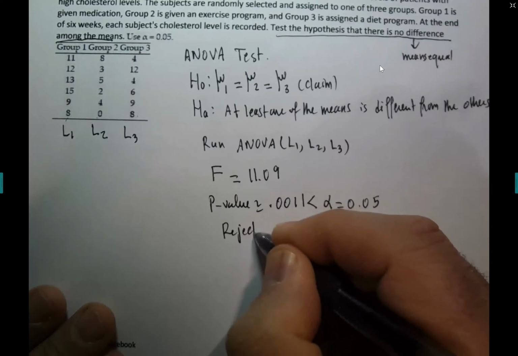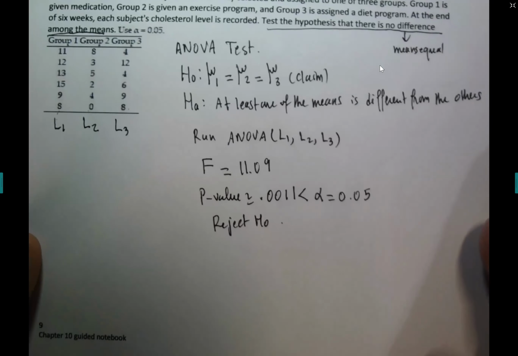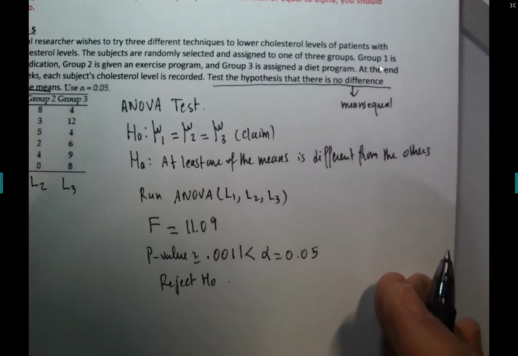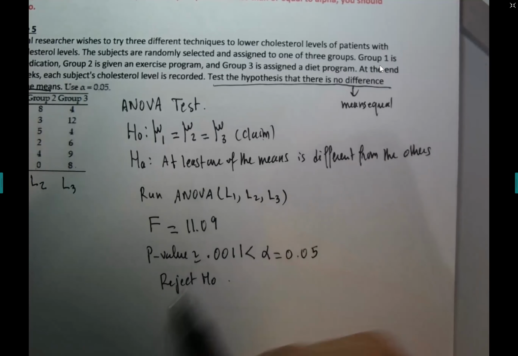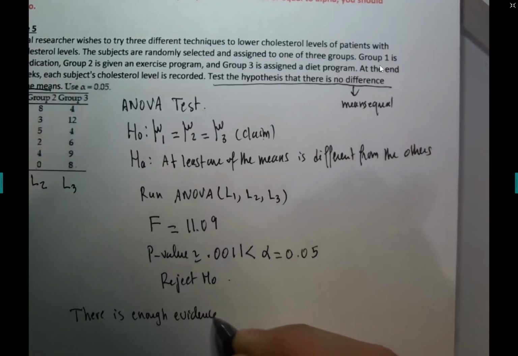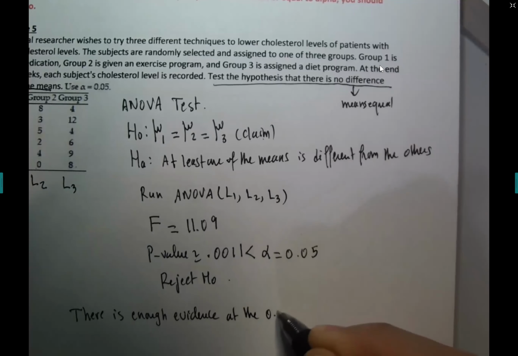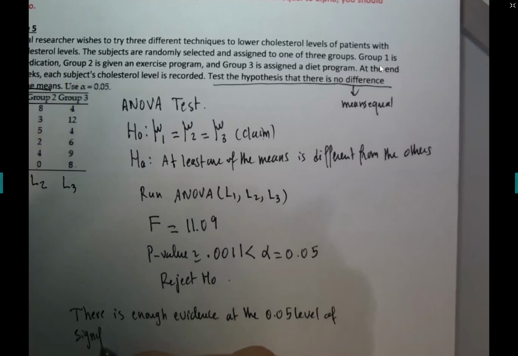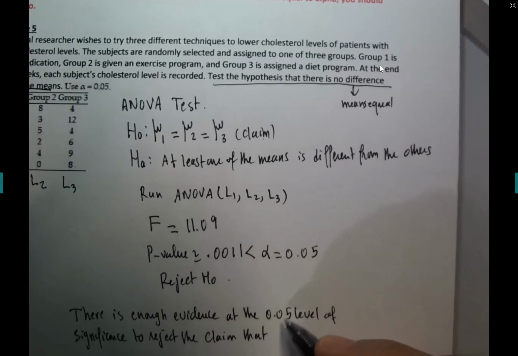Reject HO. And conclusion, guys. We rejected HO and the claim is in HO, so there is enough evidence at a 0.05 level of significance to reject the claim that there is no difference amongst the means.